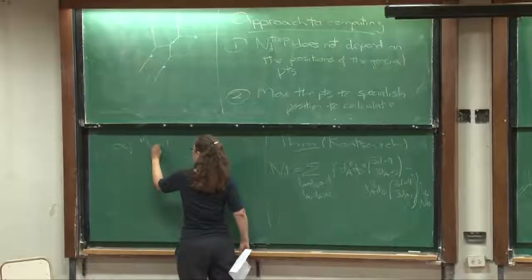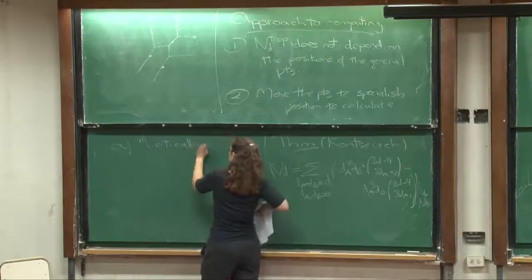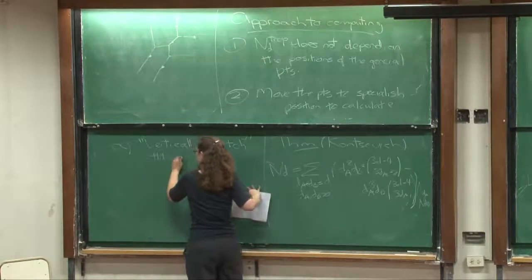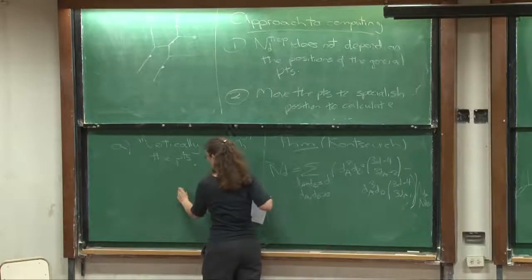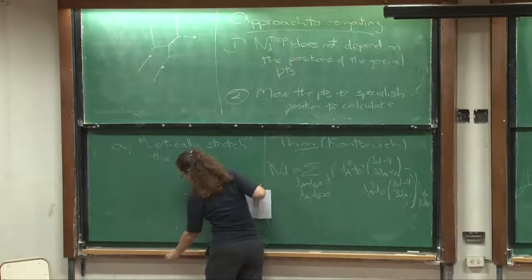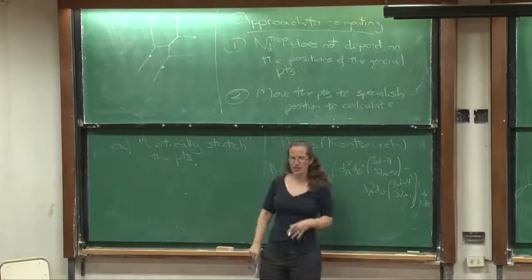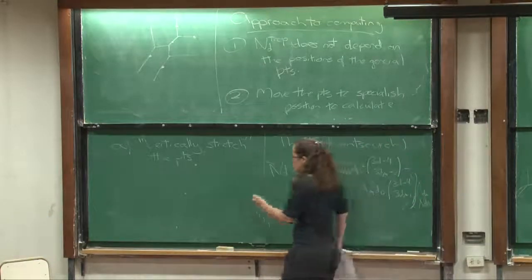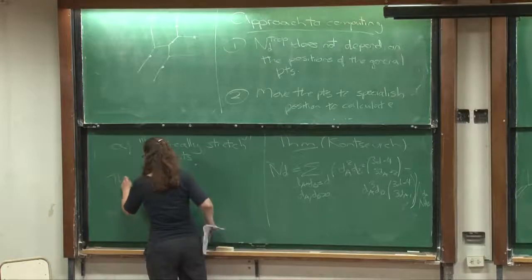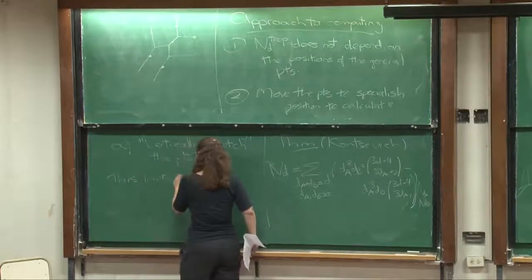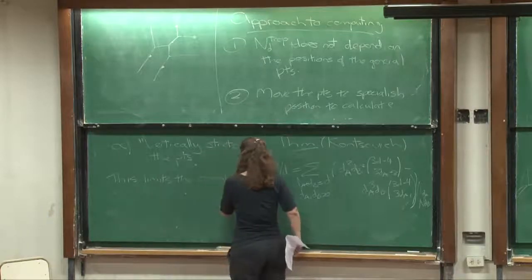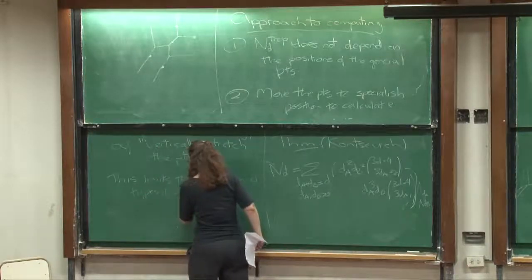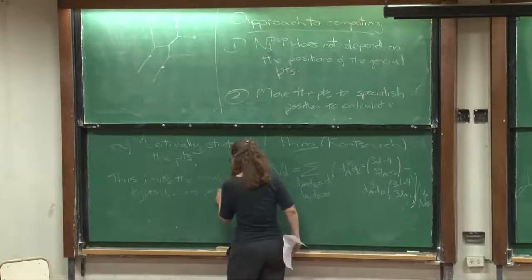One is we could vertically stretch the points. So I somehow have my points being like this. And if you imagine another point is somewhere down on the floor, and so on. This is going to strictly limit the combinatorial types of curves that can pass through these points.